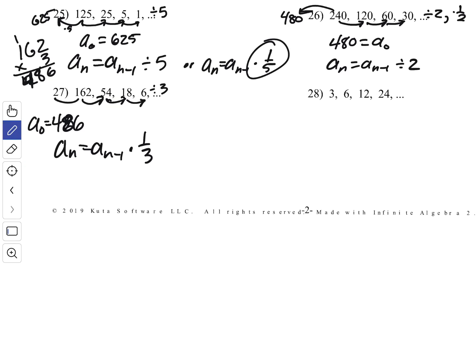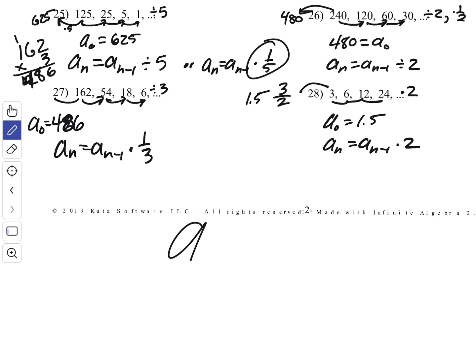Okay, last one, 3, 6, 12, 24. 3 times what to get to 6, to get to 12, to get to 24? Definitely timesing by 2. Going backwards, it'd be 3 divided by 2, or 1.5. So a sub 0 equals 1.5. A sub n equals a sub n minus 1 times 2.